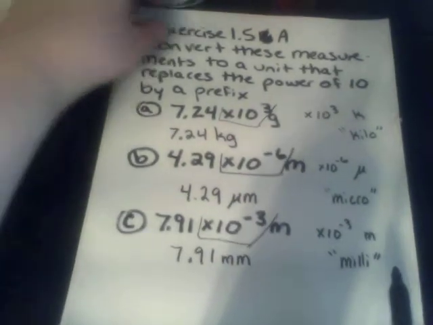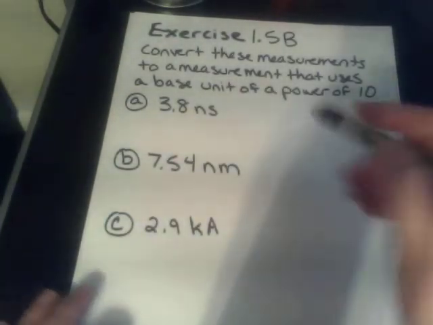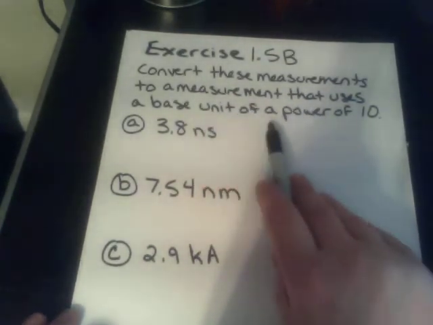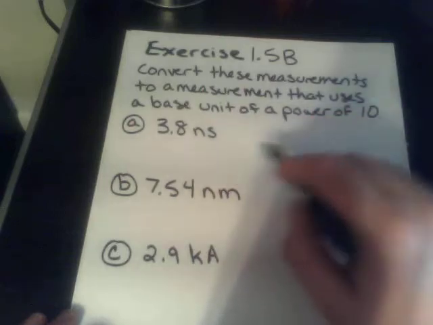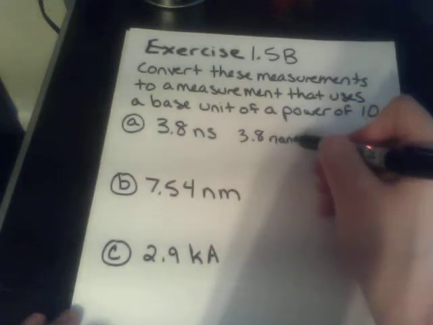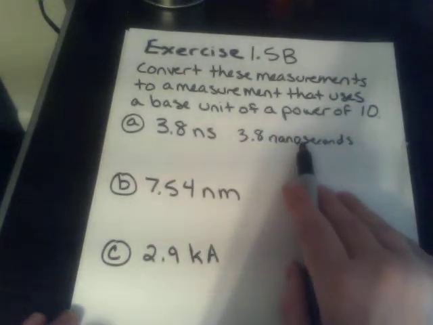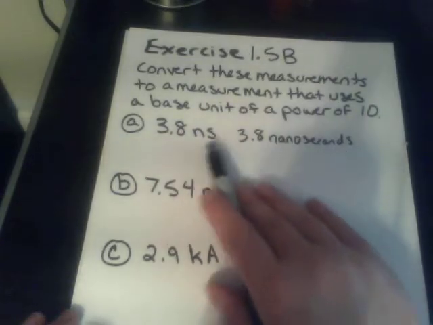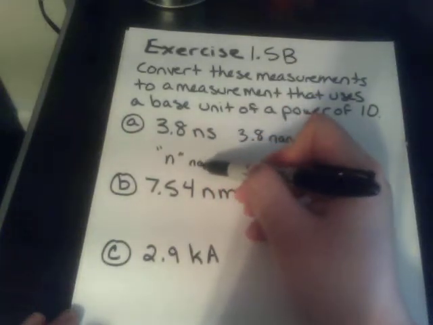We'll go, how about going the opposite direction? What if you're given, convert these measurements to a measurement that uses a base unit of a power of 10. So what they're saying is 3.8, if you look at this, we're going to write this out as practice, but this really means 3.8 nanoseconds, right? That's what it means. Sorry, this is two words, nano space seconds. 3.8 nanoseconds, because the n, the little n, is nano. So that's what we just discovered. The little n is nano.